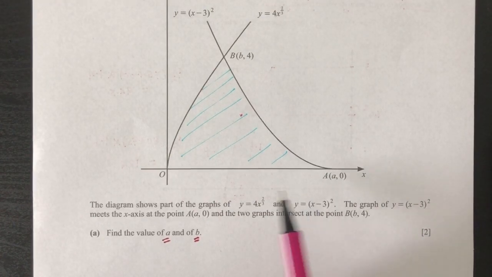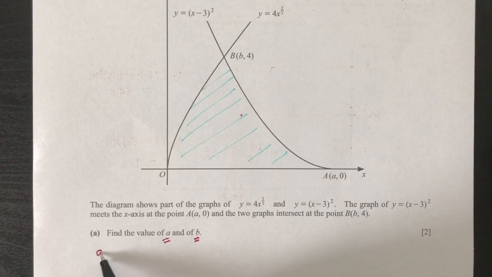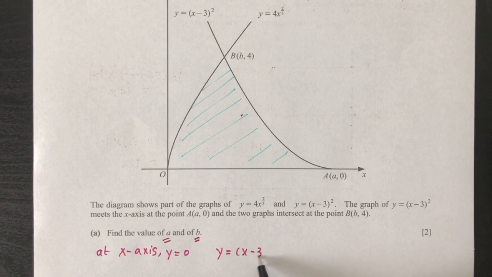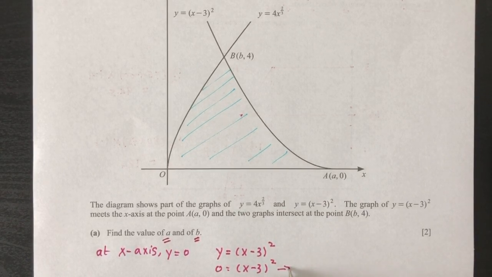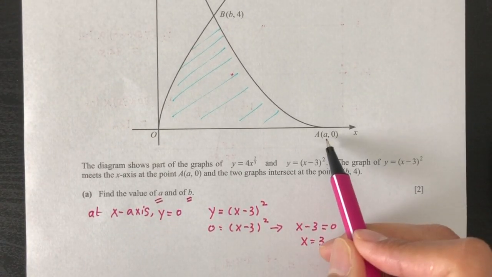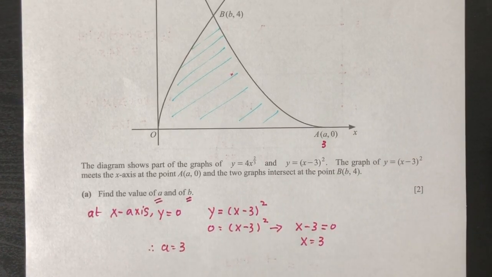So A is pretty easy. A is the point where this graph cuts the x-axis. So you have to know that on the x-axis the value of y is 0. So the graph is y equal to (x minus 3) squared, but y is 0. That will be (x minus 3) squared equal to 0. So from this you will have x minus 3 equal to 0, so x will be equal to 3. So the value of A will be equal to 3.